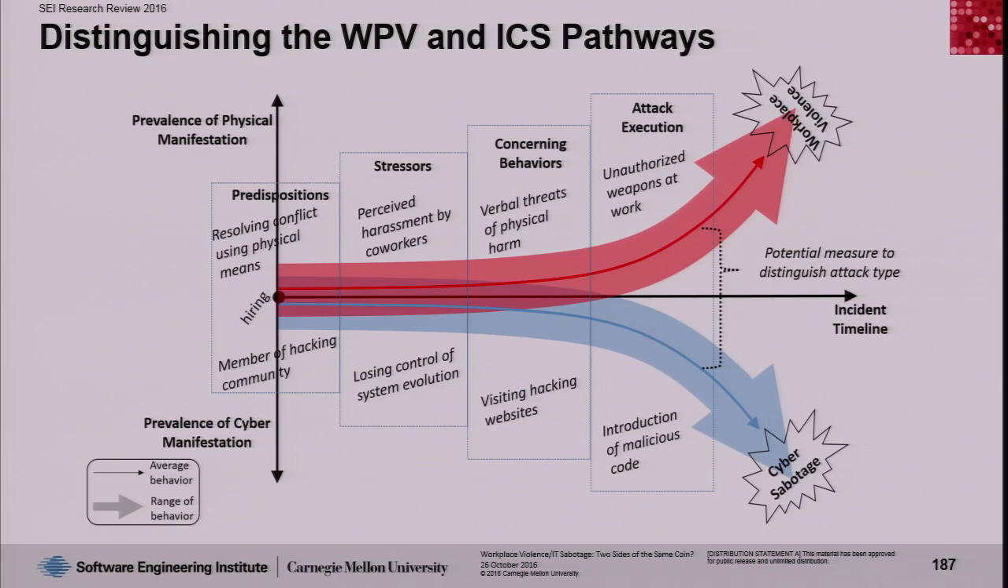So as you move from the left side to the right side, the predisposition stressors, still a lot of commonality. Once the concerning behavior occurs, that's when you start to see more of the deviation. At that point, you're probably going to get a better chance of figuring out which direction the person's going to go in, but not always, because sometimes those behaviors are the same as well. So when it gets to the attack execution, that's really about the first opportunity to make the best decision about whether this is going to be cyber or physical.